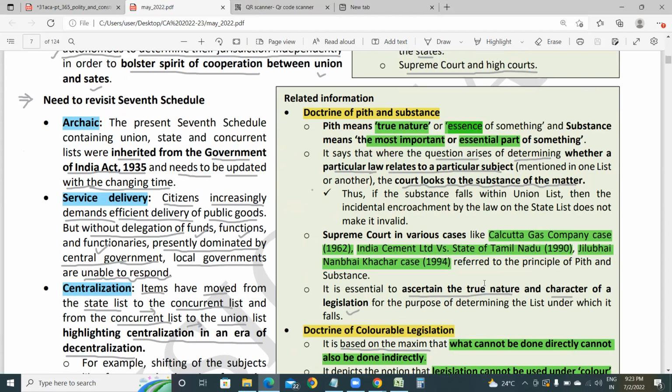The need to revisit seventh schedule. Why there is need to revisit the seventh schedule? As it is archaic. The present seventh schedule containing union, state and concurrent list, those were inherited from the Government of India Act 1935, and it needs to be updated with the changing time. For the service delivery, as citizens increasingly demand efficient delivery of public goods, but without delegation of funds, functions, and functionaries, which presently are dominated by the central government, local governments are unable to respond to such demands of the citizens.